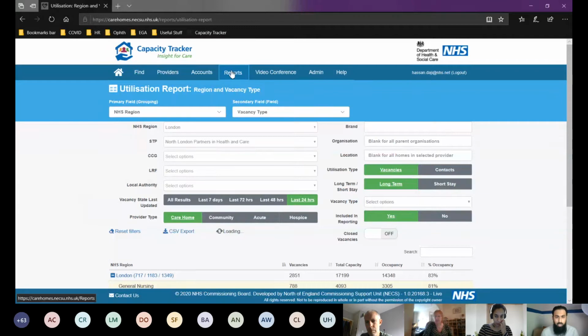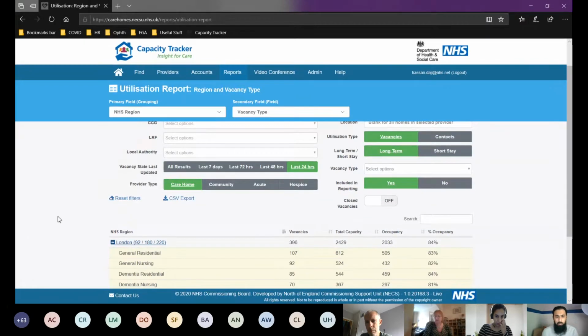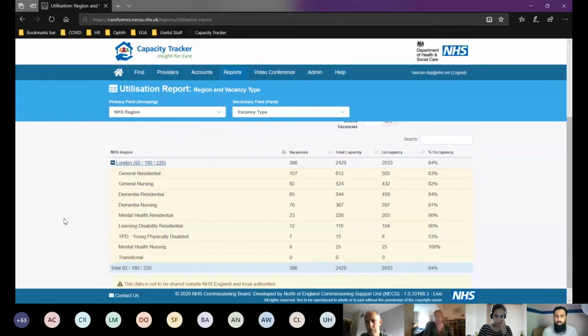So this is a utilization report. We came into vacancy oversight and then the utilization report. Again, this is predominantly for the people contacting care homes and wanting to understand the capacity available. We discussed recently how we involve acute providers as well, so this is the kind of information that would be really useful.